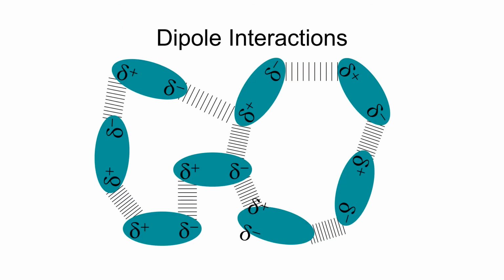Here's what it looks like when we have more than two molecules together. So here we have a whole bunch of those molecules. All of them have partially positive and partially negative ends, which means they have two different dipoles, and each dipole is feeling those attractions towards the oppositely charged pole of other molecules.